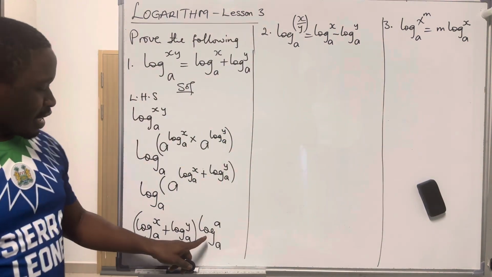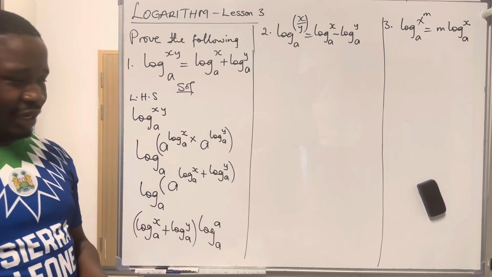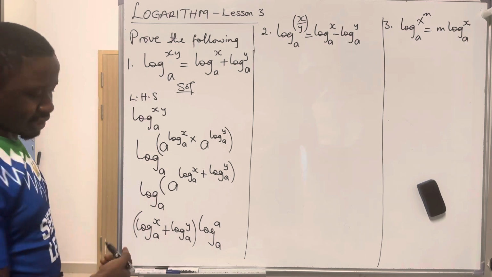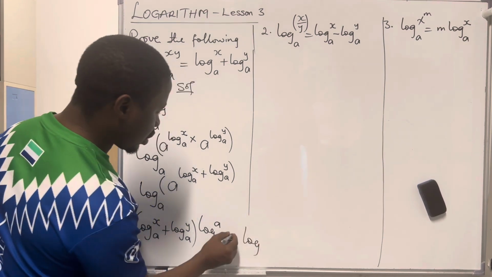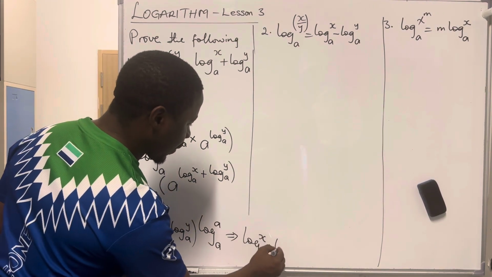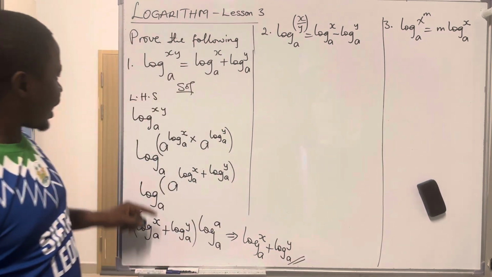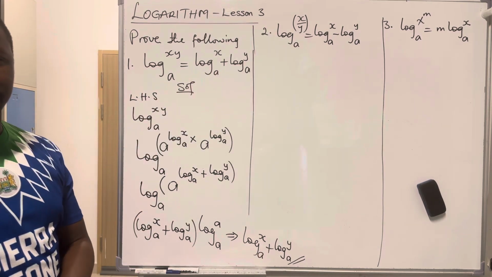What happens next? Log of any number to the base of the same number is 1. So if this is 1, 1 times this bracket, what remains is the bracket. So this now implies log x base a plus log y base a. So we can see that originally this one is equal to this one here.